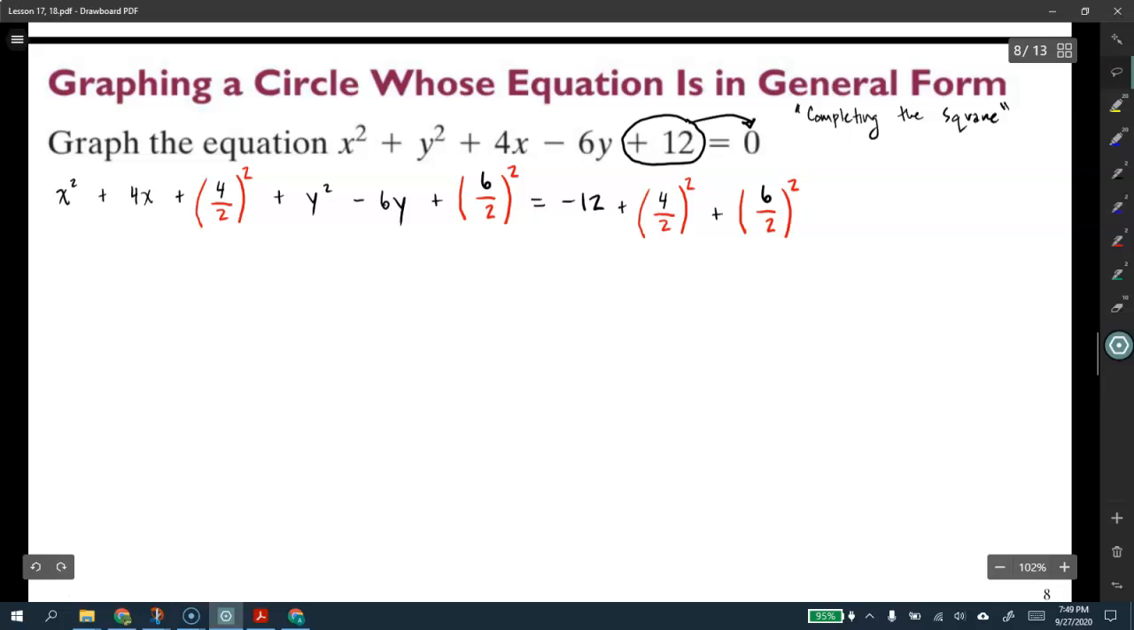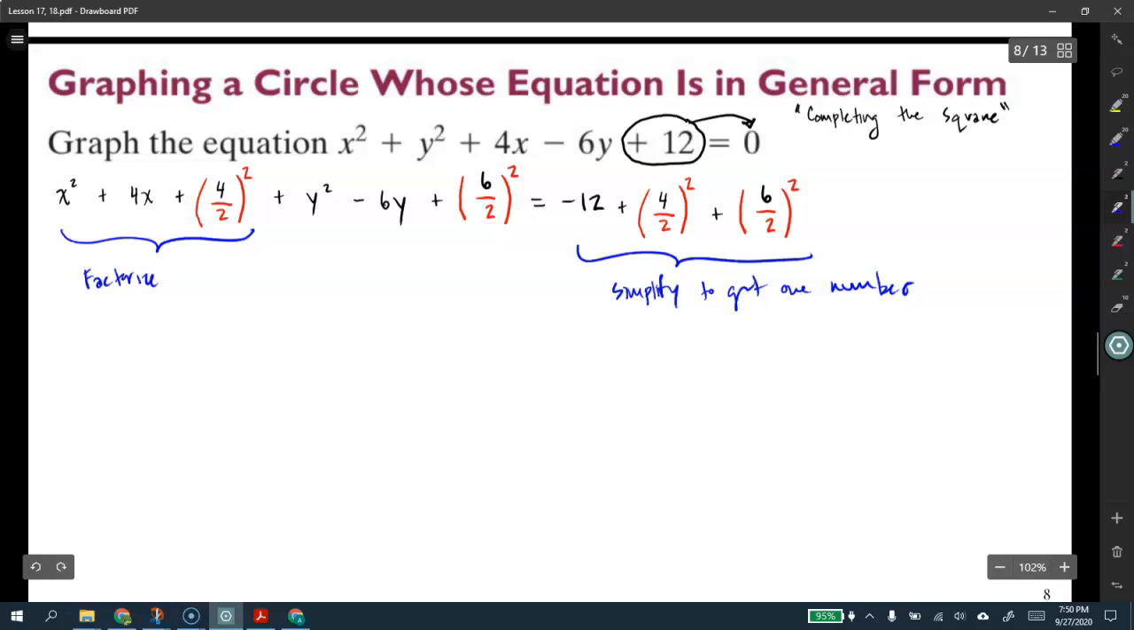The only difference is the one on the right, you want to simplify to get one number, so make a note of that for yourself. Whereas on the left side, you want to factorize each one of these, and then the next one as well. As long as you're able to factorize that, you'll realize that you've essentially turned this from the general form into the standard form. All right, so here goes.